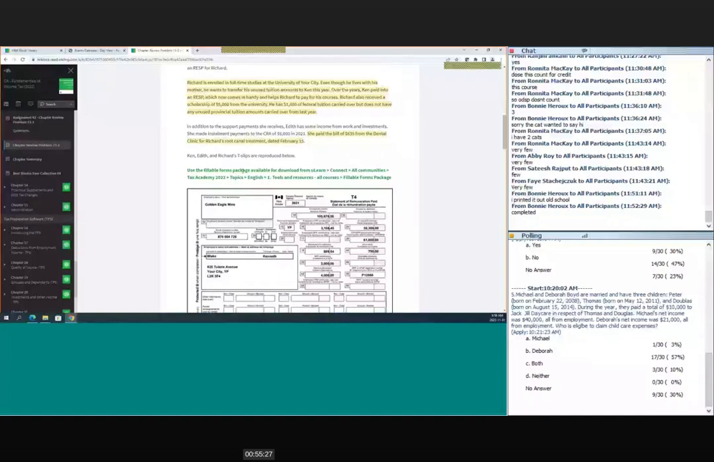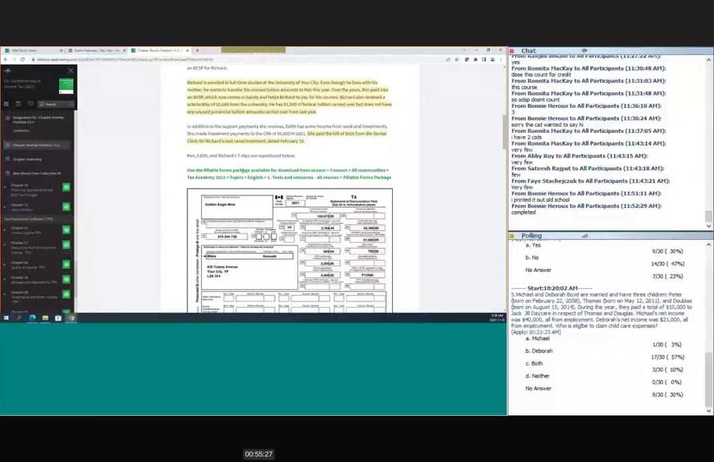In addition to the support payment she received, Edith has some income from work and an investment. She made installment payments to the CRA of $5,000 in 2021. She paid the bill of $635 from the dental clinic for Richard's root canal dated February 15th.